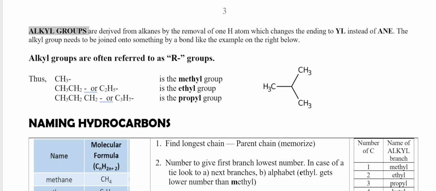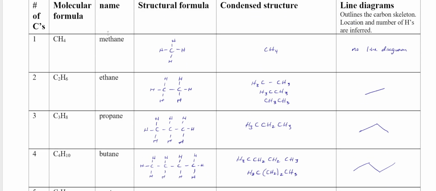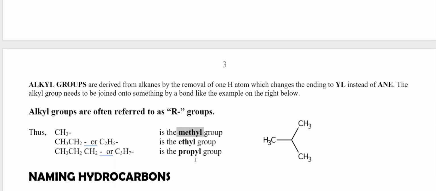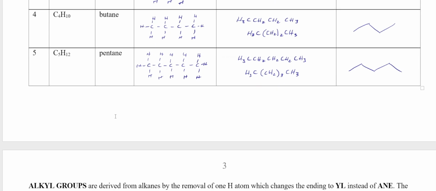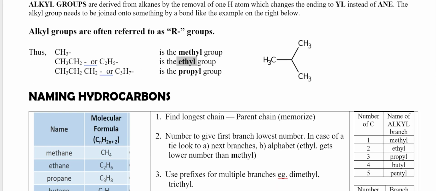We also have what's known as alkyl groups. Alkyl groups are derived from alkanes by the removal of one hydrogen atom, which changes the ending to -yl instead of -ane. The alkyl group needs to be joined onto something by a bond, like the example on the right below. Alkyl groups are often referred to as R groups. So a methyl group, meth meaning 1 carbon. Ethyl group meaning 2 carbons. Propyl group, so on and so forth.